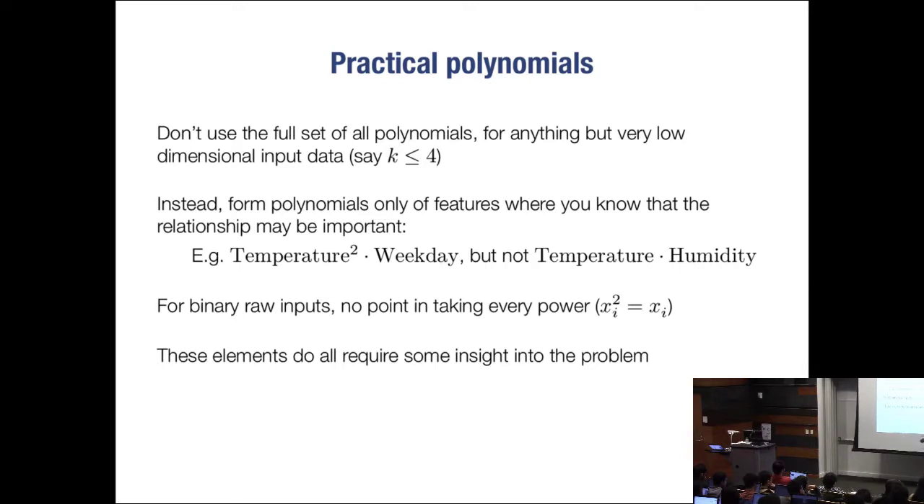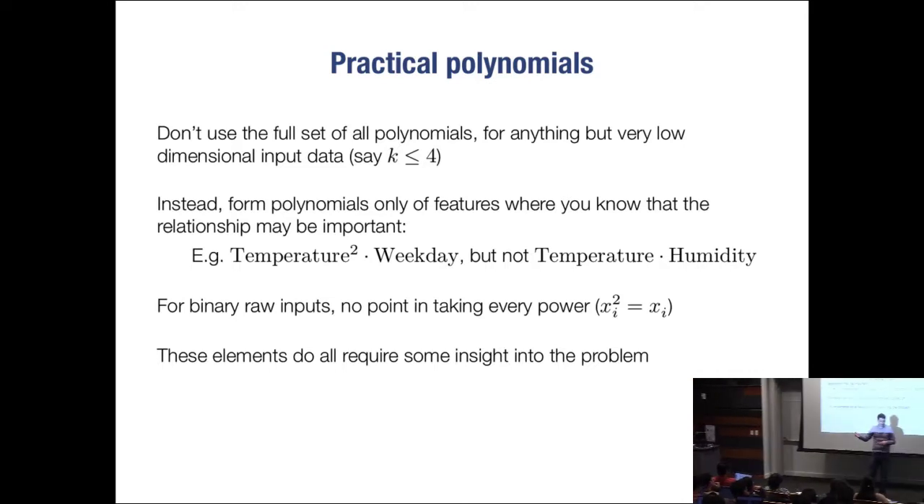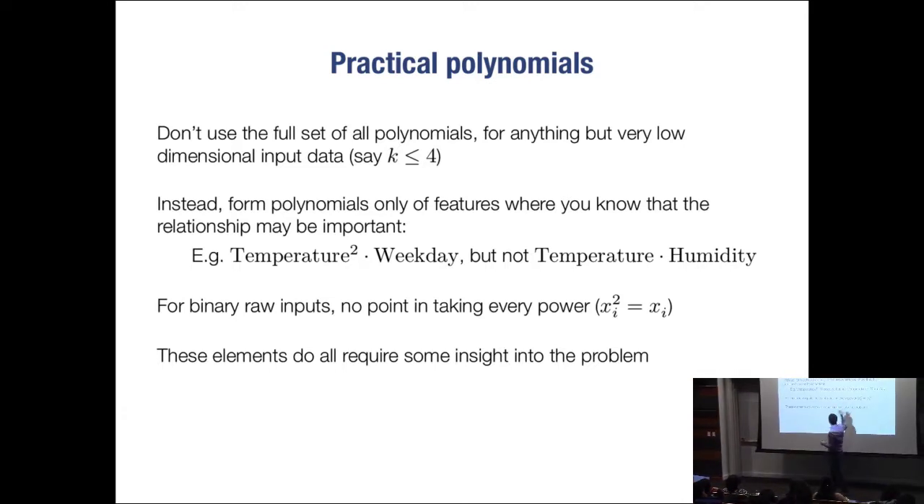Sort of saying, what's my quadratic term on the weekdays? That kind of makes sense. But temperature times humidity, if I have humidity as a feature, that doesn't really make sense. I mean, what is that quantity really? I guess there could be some nonlinear functions there between those two, but maybe not really. And so you want to be sort of discriminating in the features you add.